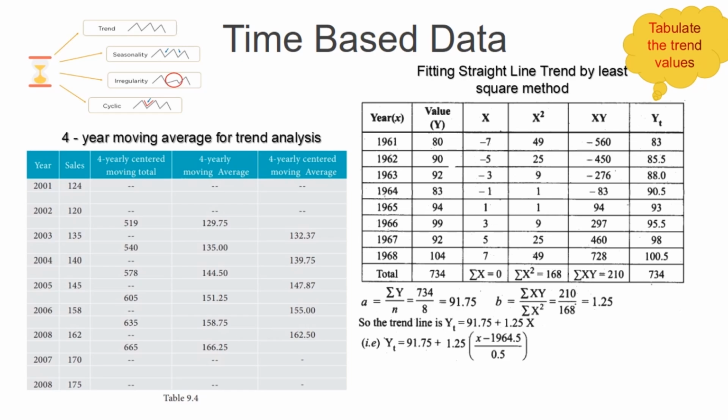Next, time-based data. In this, moving average and fitting a straight line trend are the two types of questions that will come for 5 mark or 3 mark questions. And some 1 mark questions will ask which kind of trend it is, whether it is cyclic, seasonal, or irregular. Questions like that will come.